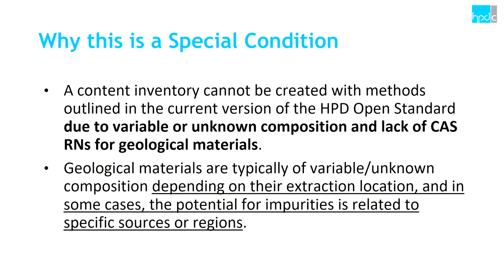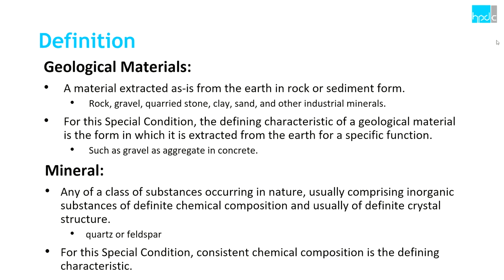Geological materials composition depends on the extraction location. Many times the potential for impurities, toxic metals, or radioactive content is related to specific sources or regions. For the purposes of this special condition, HPDC defines a geological material as a material extracted as is from the earth in rock or sediment forms such as rock, gravel, quarried stone, clay, sand, or any other industrial minerals.